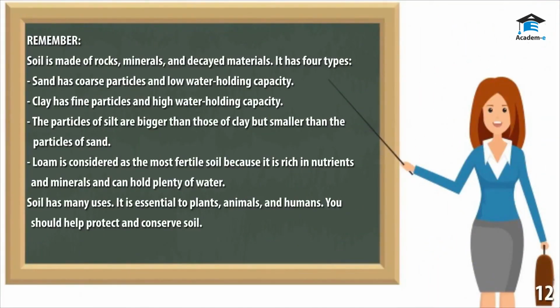Remember, soil is made of rocks, minerals, and decayed materials. It has 4 types. Sand has coarse particles and low water holding capacity. Clay has fine particles and high water holding capacity. The particles of silt are bigger than those of clay but smaller than the particles of sand. Loam is considered as the most fertile soil because it is rich in nutrients and minerals and can hold plenty of water.